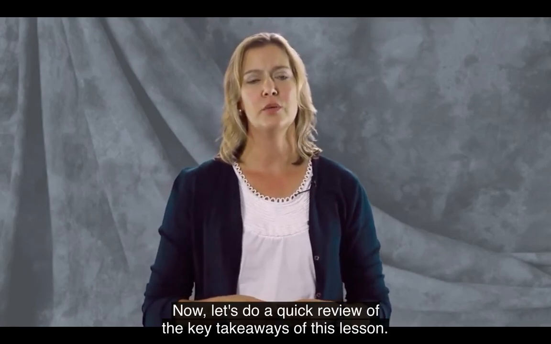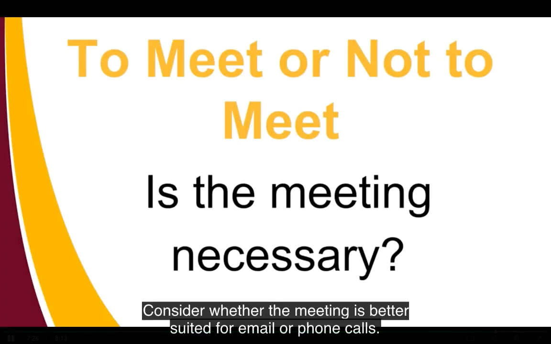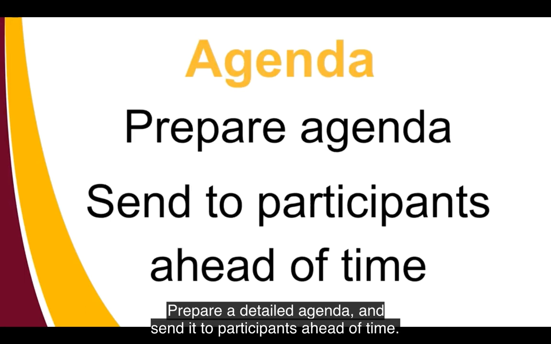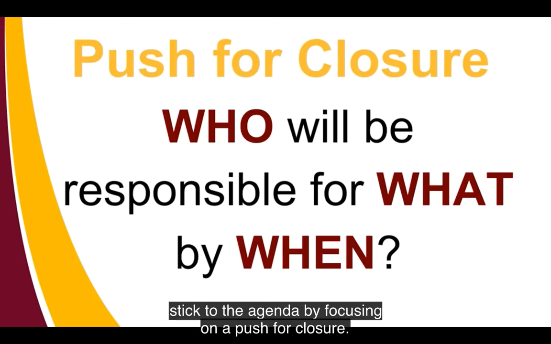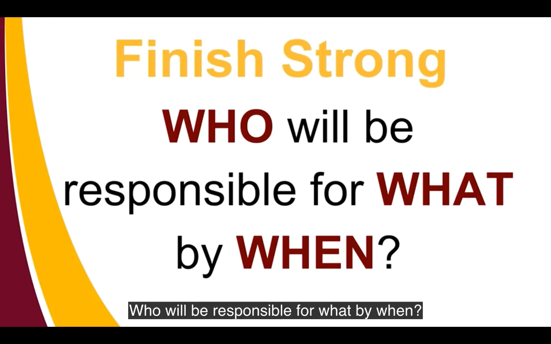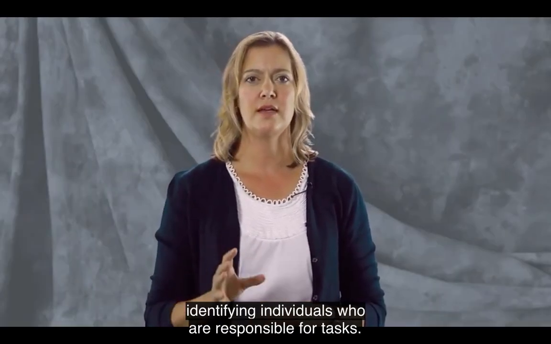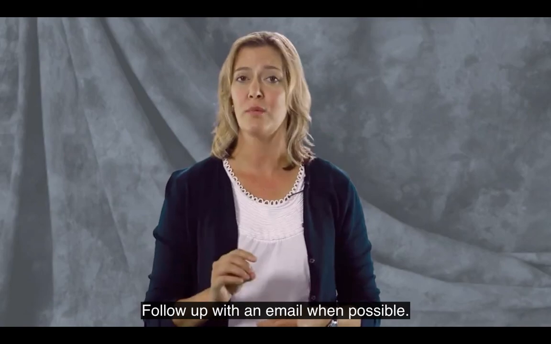Now let's do a quick review of the key takeaways of this lesson. Consider whether the meeting is better suited for email or phone calls, who should be included, and what the purpose is. Prepare a detailed agenda and send it to participants ahead of time. Maintain control over the conversation and stick to the agenda by focusing on a push for closure. Who will be responsible for what by when? Close the meeting by summarizing what was discussed and identifying individuals who are responsible for tasks. Follow up with an email when possible.